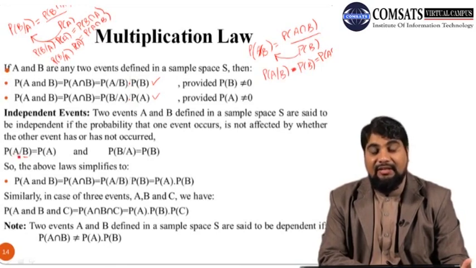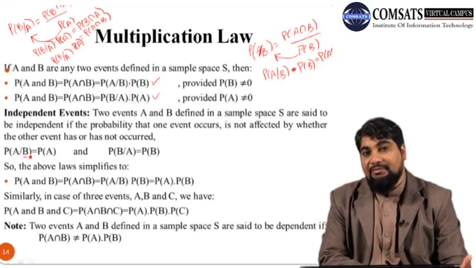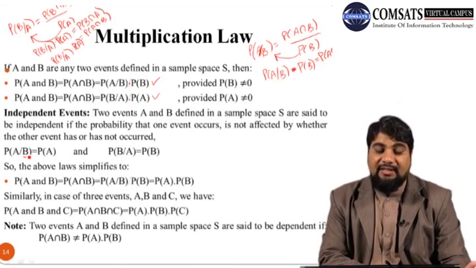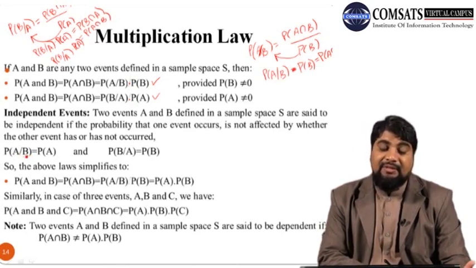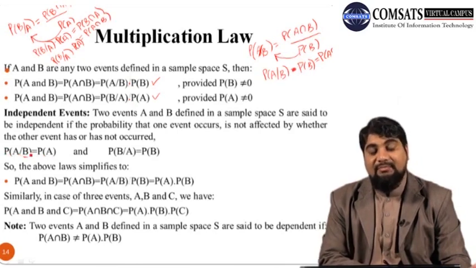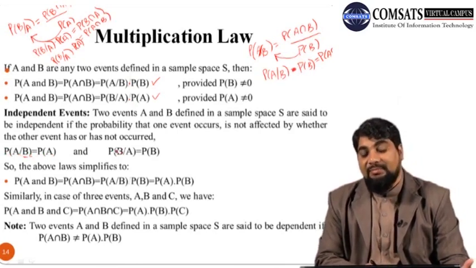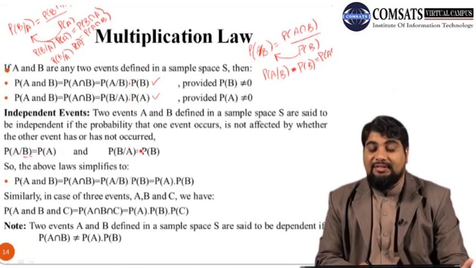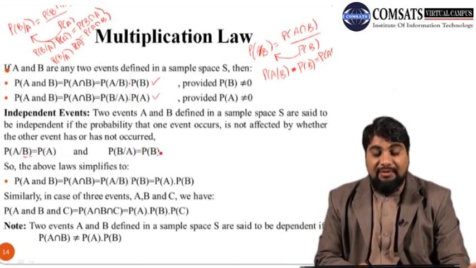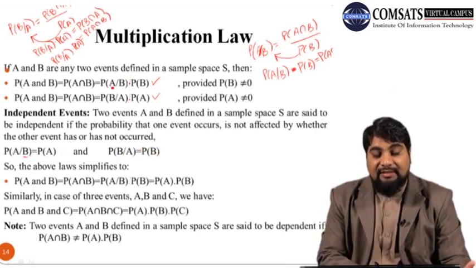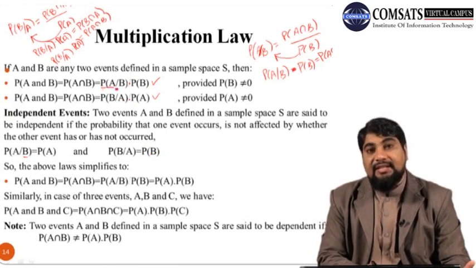So P of A given B: whether information about B is given or not given, it will make no impact. So P of A given B is P of A, and similarly P of B given A is P of B. So in this law, just replace A given B by P of A.